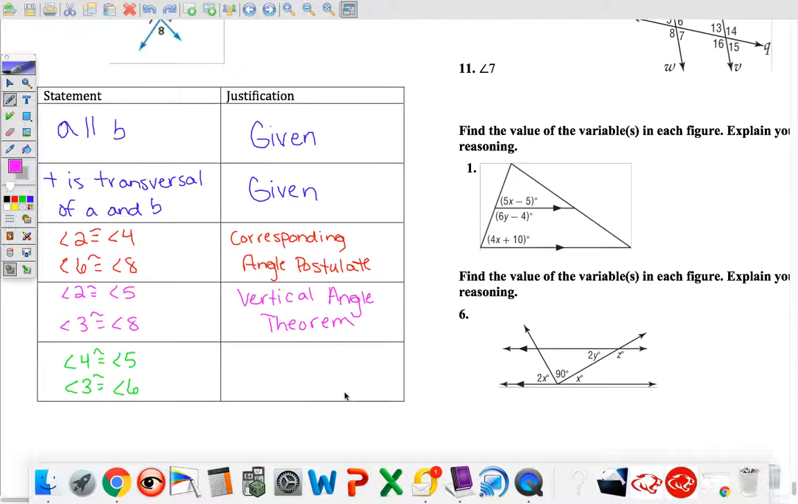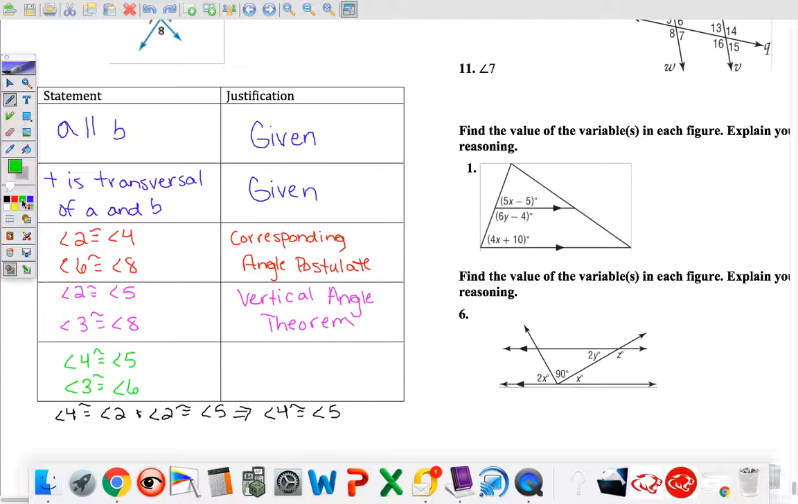Okay, so now I have to figure out how to go from 2 being congruent to 4 and 2 being congruent to 5 to 4 being congruent to 5. So I'm going to write this down here. I'm going to rewrite what I have. So I'm going to flip-flop it so that you can see. You have angle 4 is congruent to angle 2, and angle 2 is congruent to angle 5. So what we can conclude is angle 4 is congruent to angle 5.